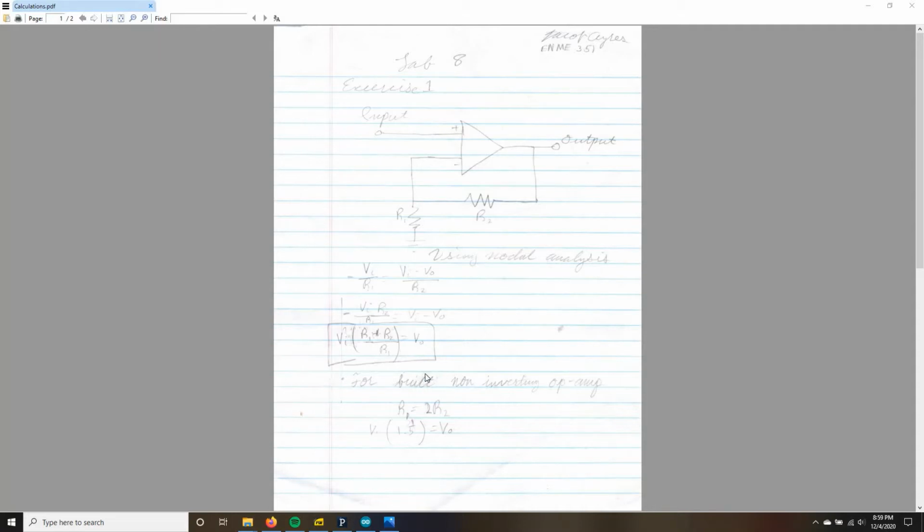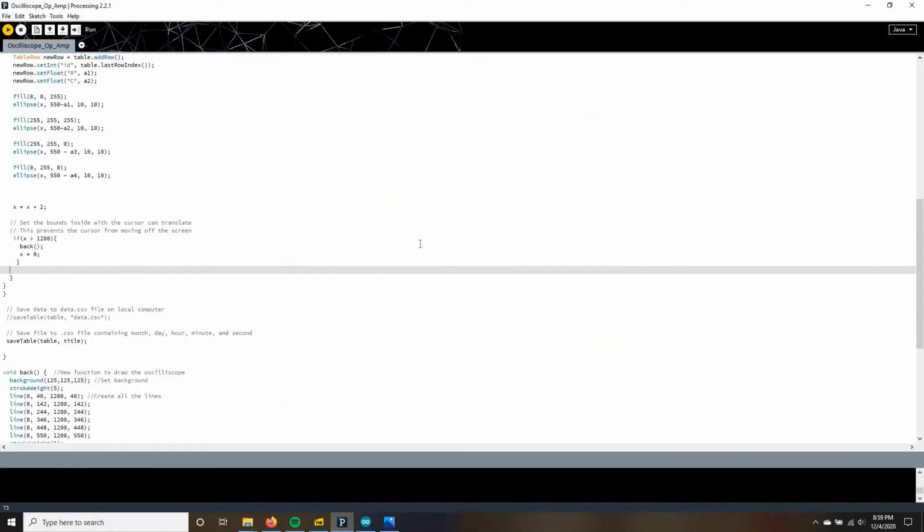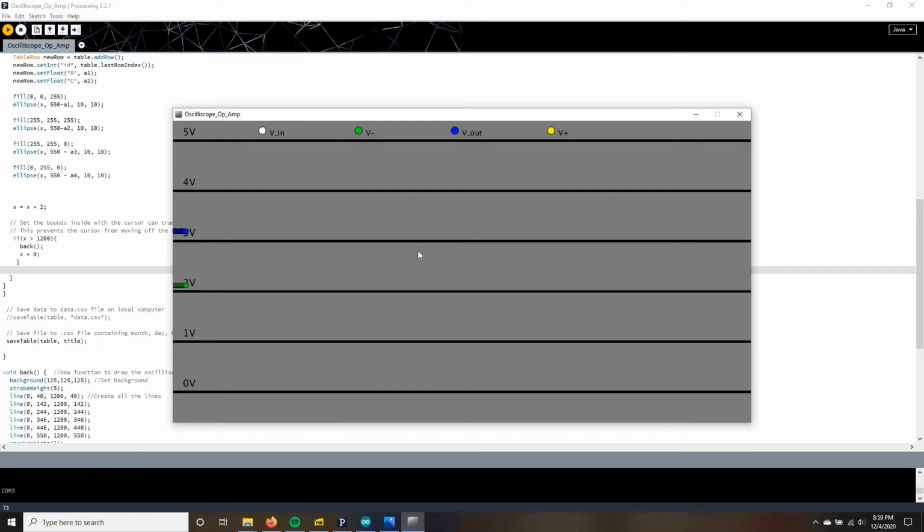After I found this, I built a non-inverting op-amp and wired it all up, and we can now look at it if I run the processing code. In a second, it'll come up. Alright, there we go. As you can see, as it is right now, the voltage out, which is the blue dot, is about 1.5 times the voltage input, which is the green dot. It would also be the white dot, but in this case, the white dot is being covered by the green dot because of just how the circuit was wired up.